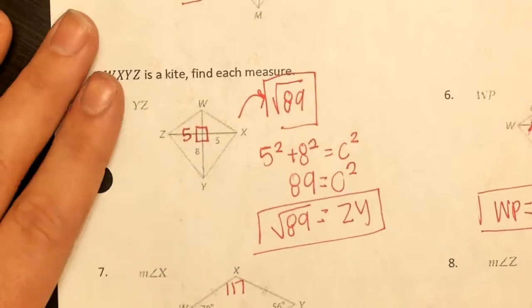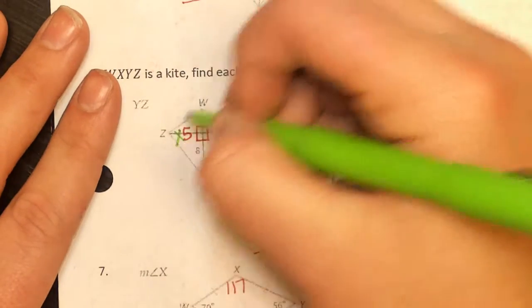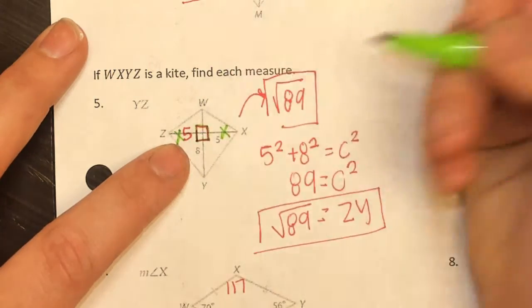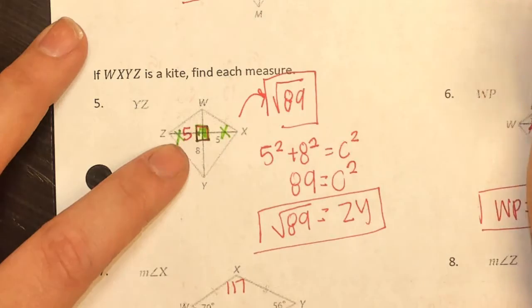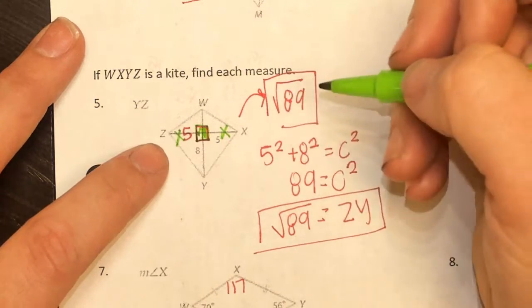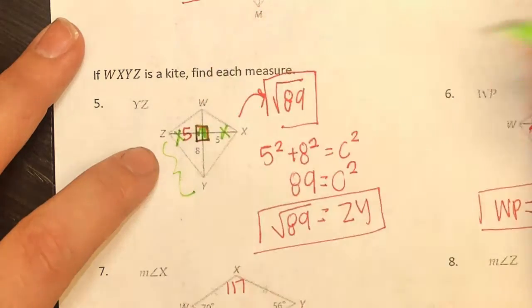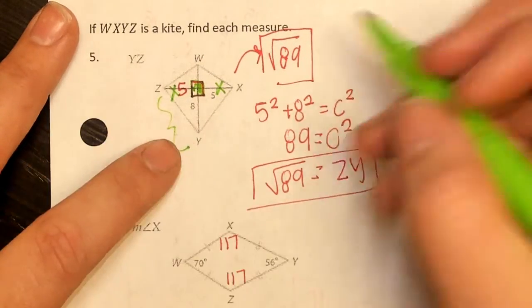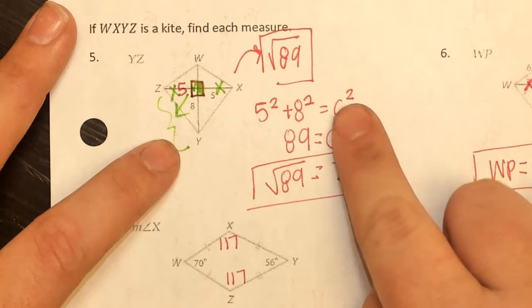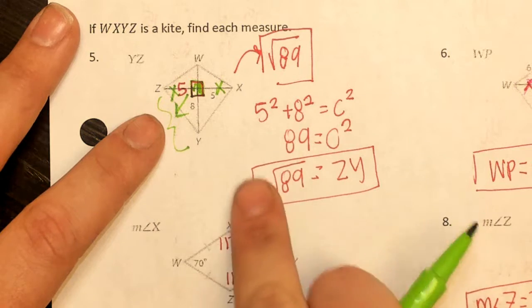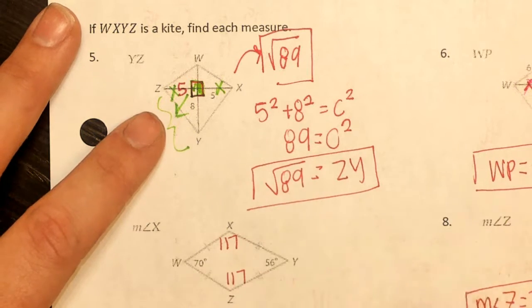All right, we're back to a kite. Remember that if this is 5, then this is also 5. Our only angles right now that we know are 90 degrees. So we have 5 and 8, and we want to find YZ, which is right here. So using Pythagorean theorem, your hypotenuse is what you're finding. So your C is going to stay here. And you have 5 squared plus 8 squared, 89. Take the square root of 89. It cannot reduce, so leave it as the square root of 89.